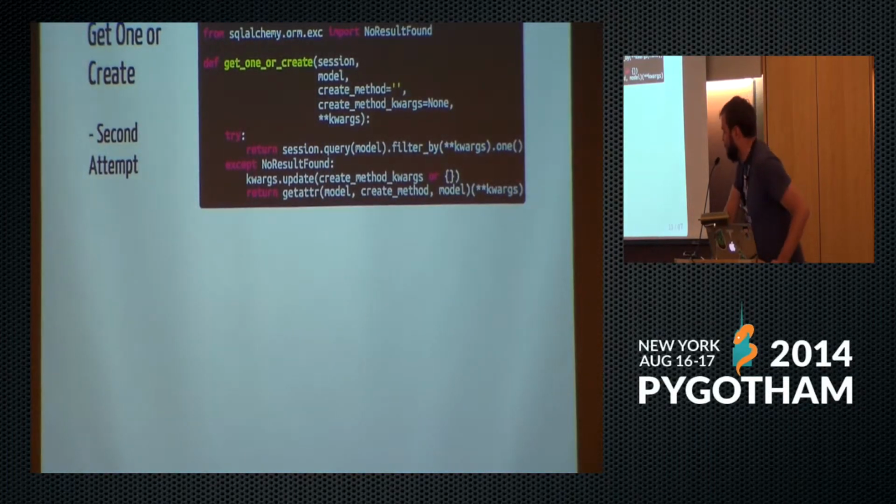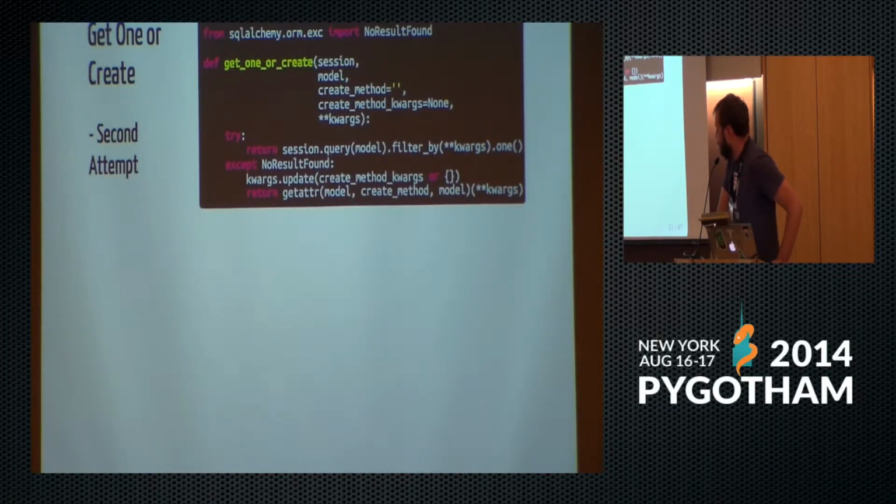All right. So we'll just update our function. Now we'll take a create method and create method keyword args, additional keyword args to get_one_or_create. And so now if we end up creating the object, we will try to get that create method off the model. If that doesn't exist, then we'll just create the model directly from the model.